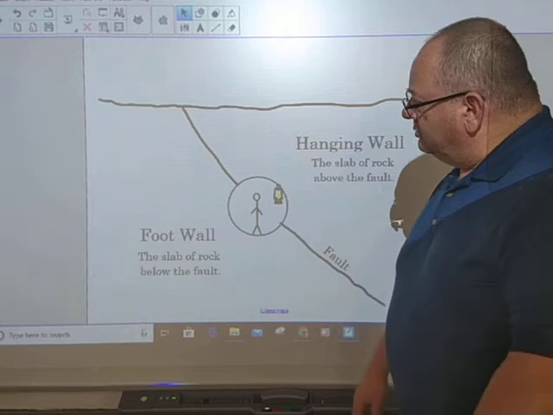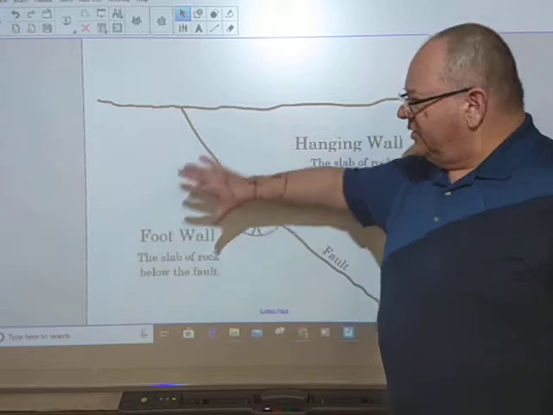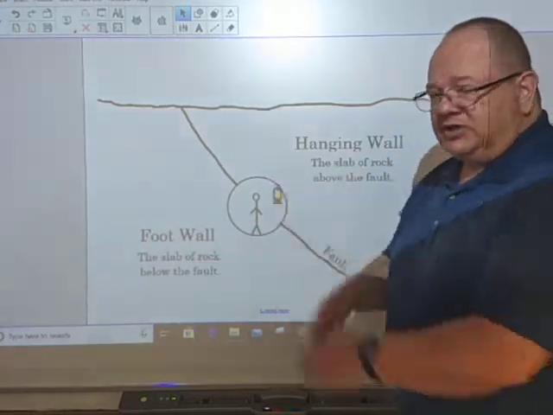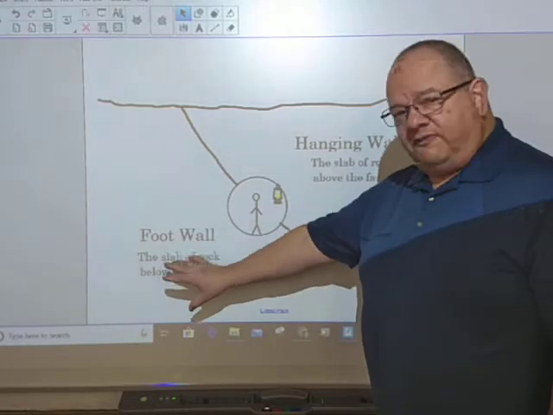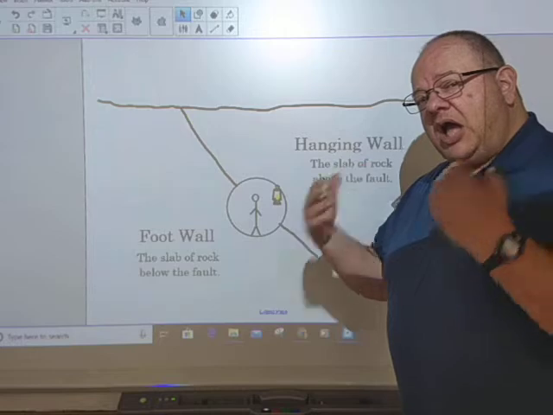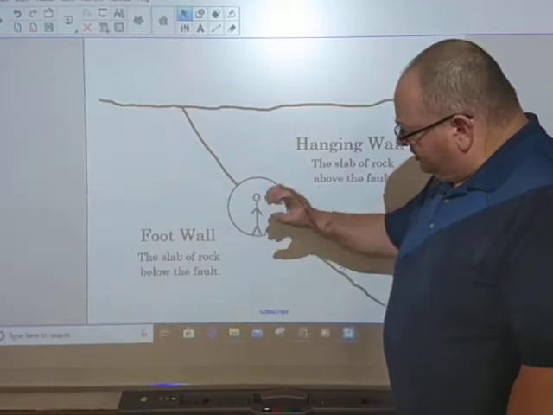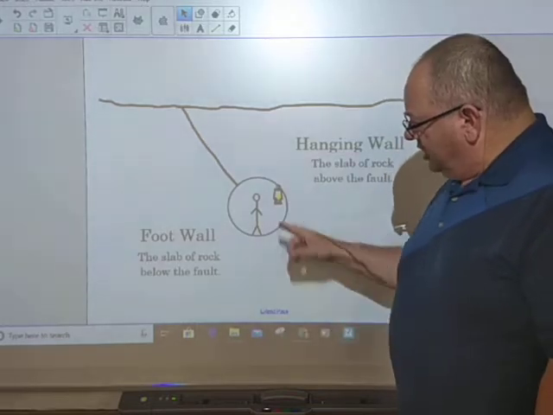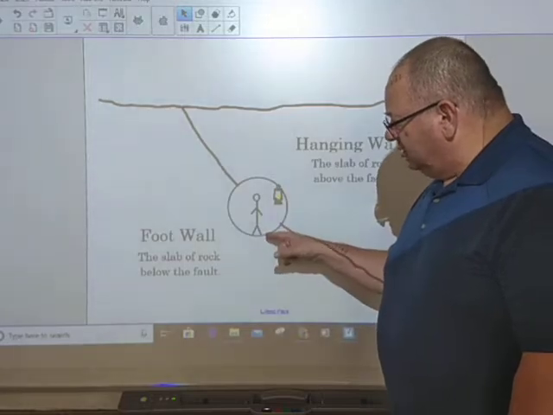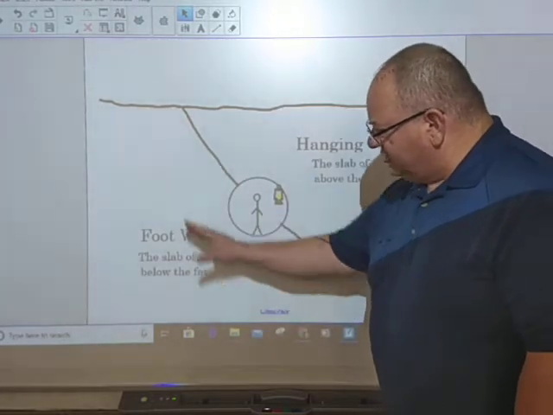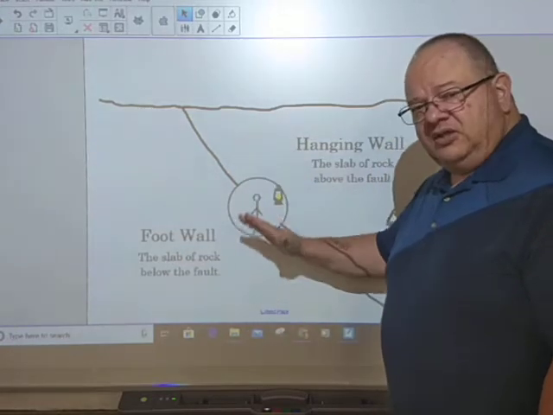Within an earthquake now, or along a fault rather, I should say, we have two different slabs of rock that are moving relative to each other. Okay? And they have different names. This one's called the footwall. This one's called the hanging wall. How do you determine that? Well, let's imagine we had a tunnel that was directly on the fault. And we have our little guy standing in our tunnel. Where are his feet? His feet are resting on this slab of rock. That's the footwall. That's the slab of the rock beneath the fault.